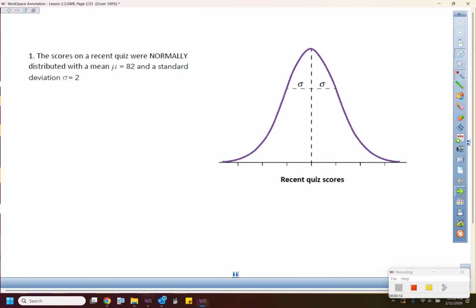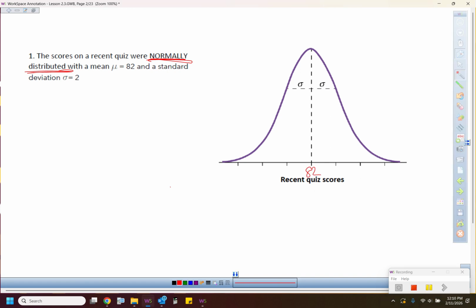The scores on our recent quiz were normally distributed. So they did some math behind it. We'll do that math next time to see if something is actually normal or not, right? But normally distributed with a mean of 82 and a standard deviation of 2. Our job today is to put that on the bell curve. Here's a fact: the mean always goes right there.